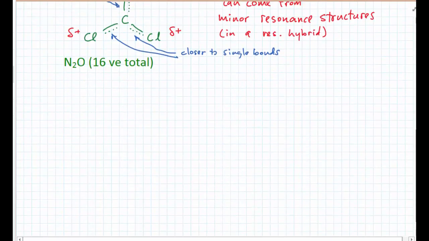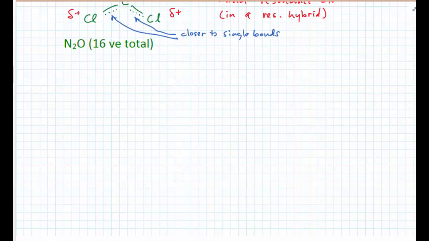Okay? So let's think about N2O. It says 16 valence electrons total. Where would that number 16 have come from? I mean, I gave that to you as a convenience, but I probably could have had you figure that out. Just from that formula right there, where would that number 16 have come from? Yep, 5 plus 5 plus 6. That's something that you need to do.